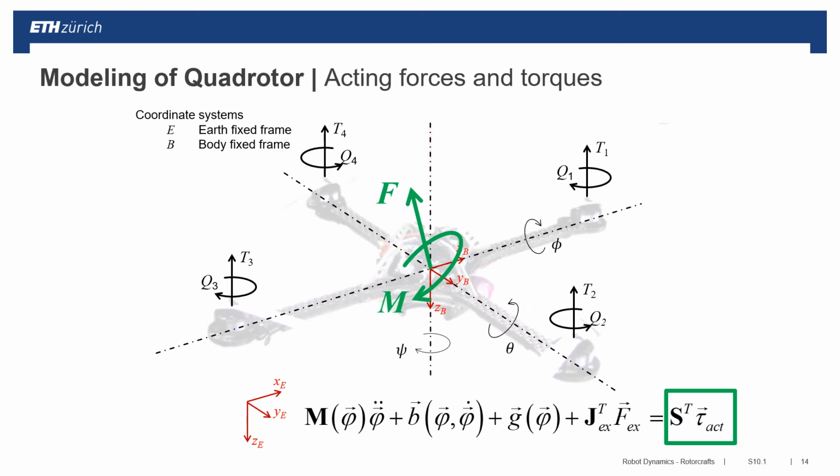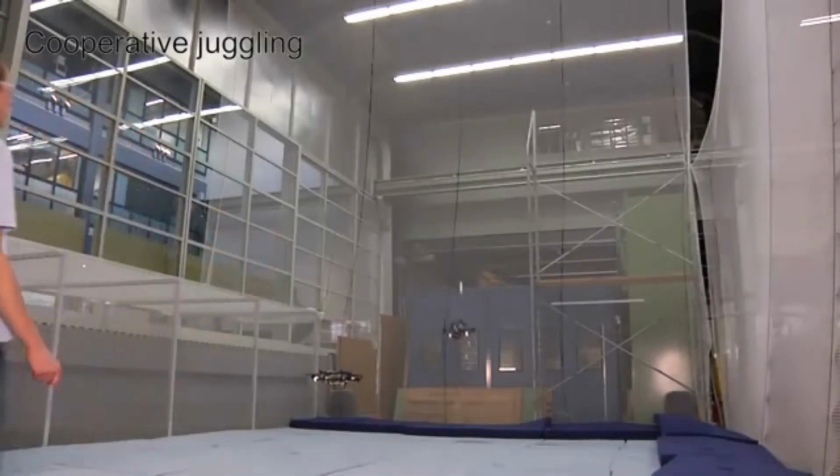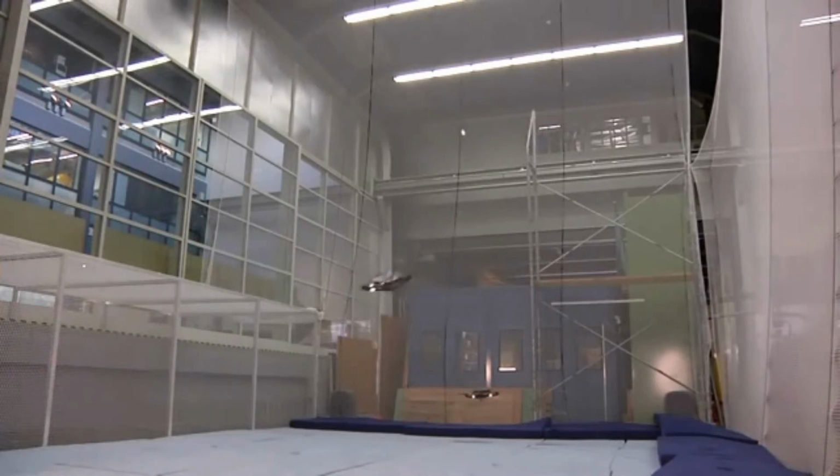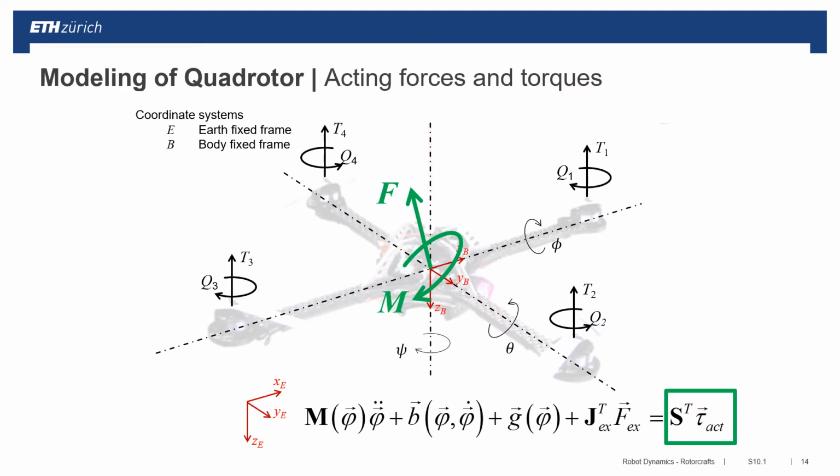This is, for example, useful if you want to use quadrotors to play ping pong. This is work which was done by my colleague and his team at ETH, Raffaello D'Andrea, and shows that by very dynamic and precise control of quadrotors, you can play ping pong, or you could, for example, also balance a stick on the quadrotor.